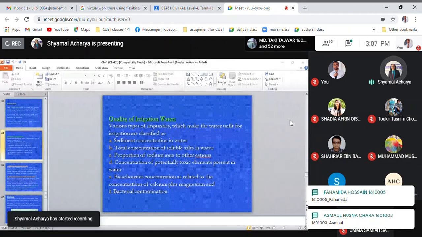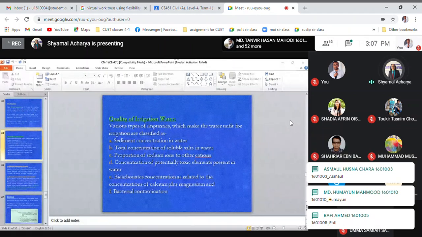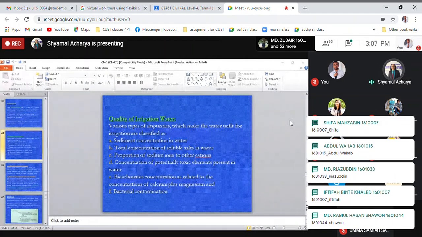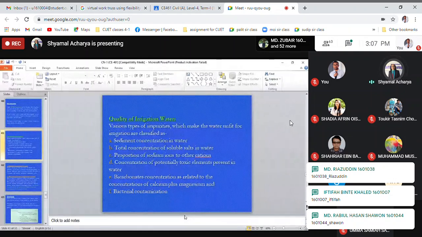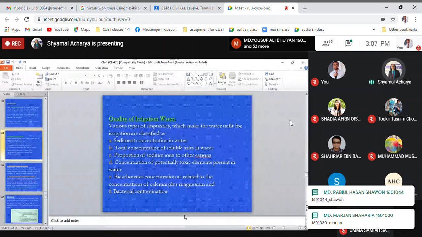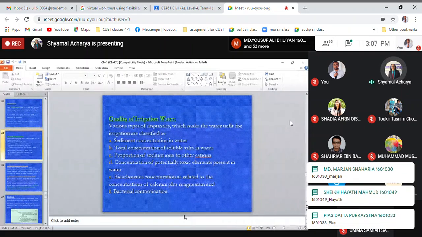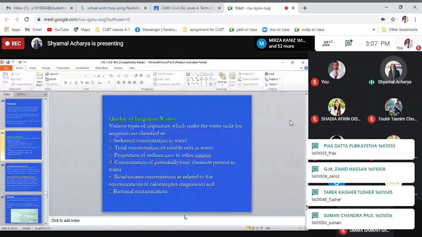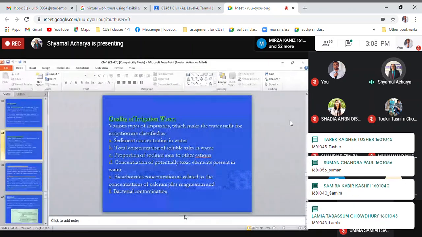so these are the six types of contaminations or impurities that can make your water unfit for irrigation purposes, and you need to take care of this. We discussed this in the last class. This was the last class topic.